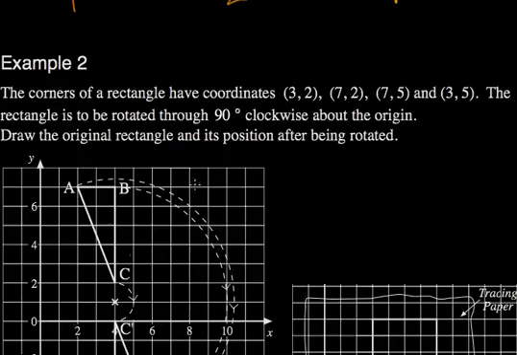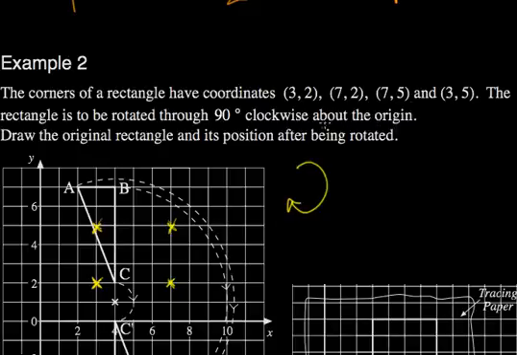I'm going to draw this rectangle then. 3, 2 is here. 7, 2 would make here. 7, 5 would be here. And 3, 5 would be here. And it says the rectangle is to be rotated 90 degrees clockwise. Remember, clocks go this way round.